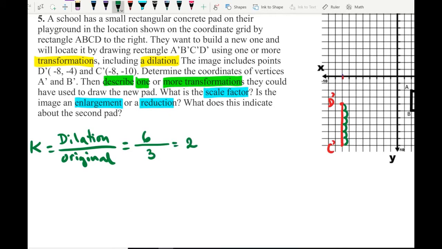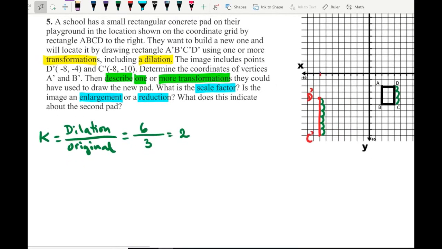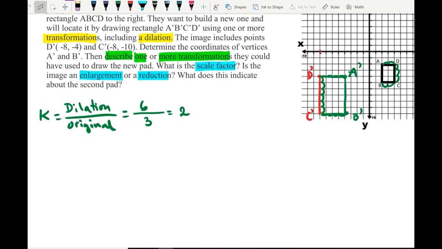So this is the enlargement. Everything is going to be double the size. Like from A to D is 2 boxes. We double it, it's going to be 4 boxes. This is your new A prime. B prime, same thing, 1, 2 boxes. We double it, it's going to be 4 boxes. B prime, and we connect them. So the scale factor tells us that the picture is enlarged twice as much. By the way, we're going to answer this one too: the image is an enlargement.